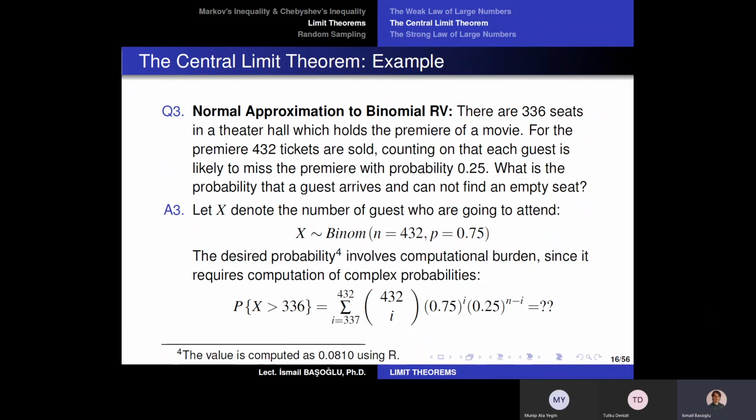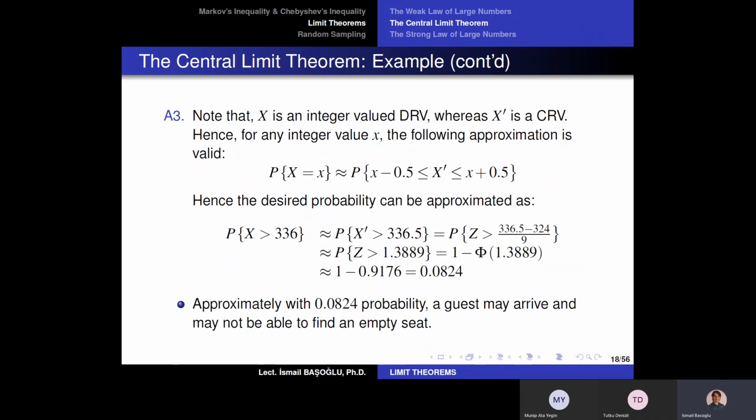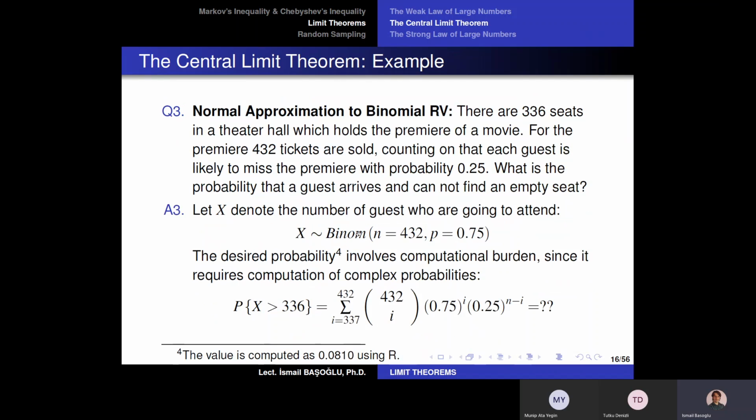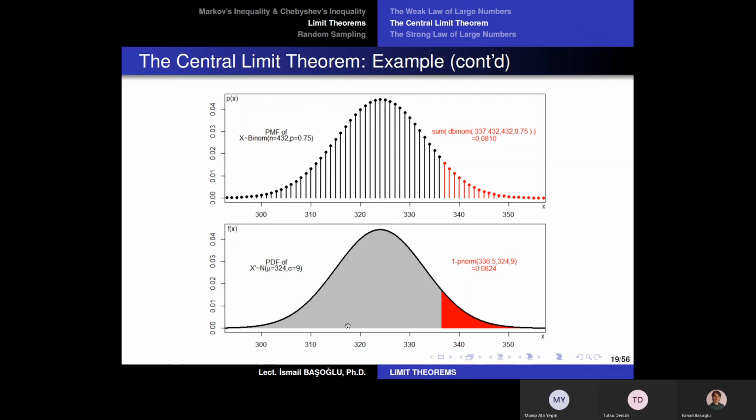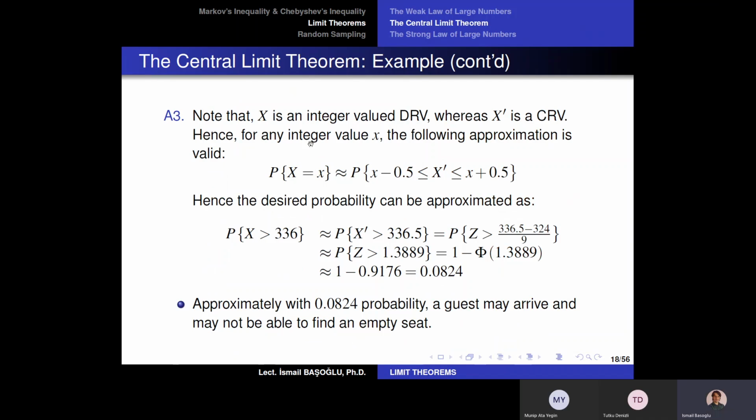However, there is one more thing that I need to tell you here. Now you see, X is an integer valued random variable, right? So this is discrete. A binomial random variable is a discrete random variable. So when X is greater than 336, this means the least possible value for X is 337. And this is an integer valued random variable. Therefore, we will say that for any integer value x, we can do this approximation.